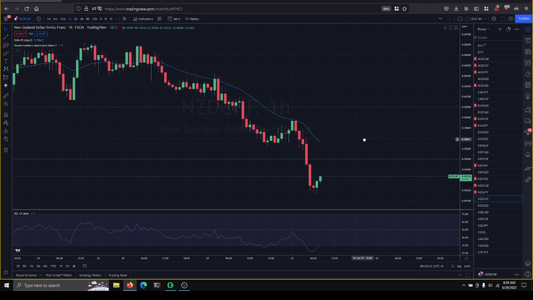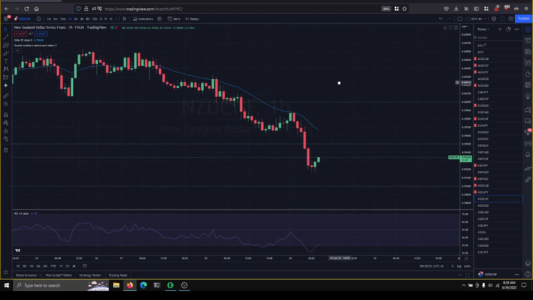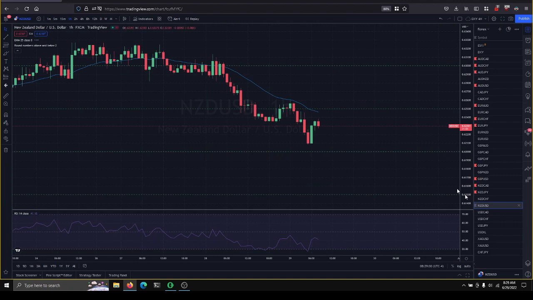NZD Chief, same as those other Chief pairs, except you're in the middle of the round numbers. It's good to use these round numbers as a guide sometimes. I don't use them every time, but if we could get back up here, go for a sell.